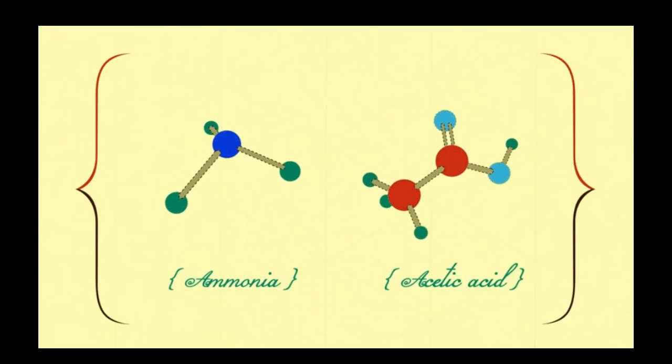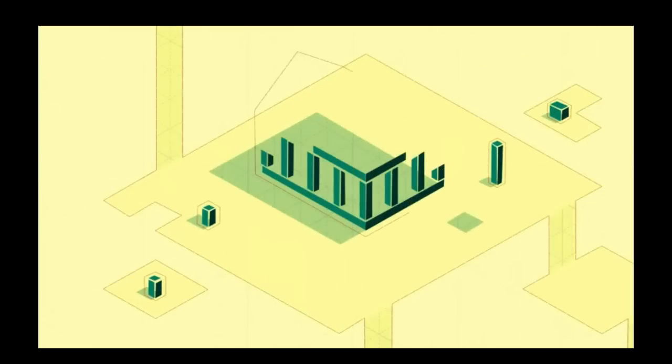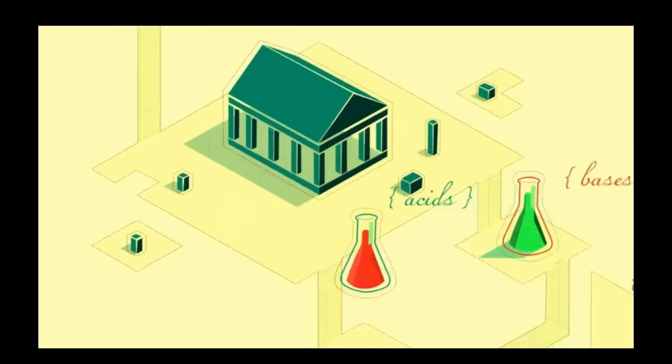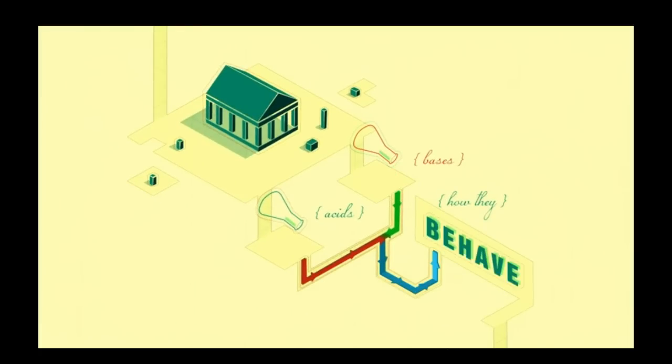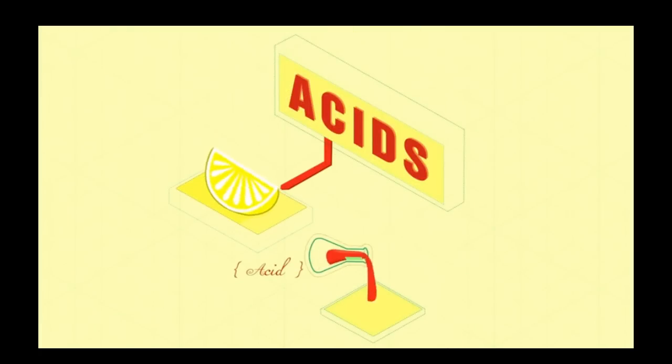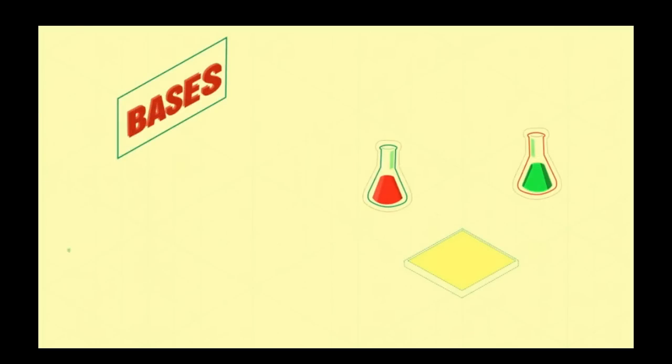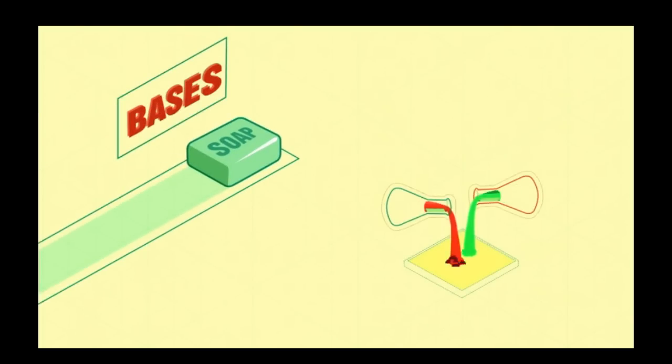You were probably never taught that a long time ago, like ancient Greek ago, before anyone knew about atoms or molecules, acids and bases were defined by how they behaved. Acids tasted sour and corroded metal. Bases felt slippery and could somehow counteract acids.